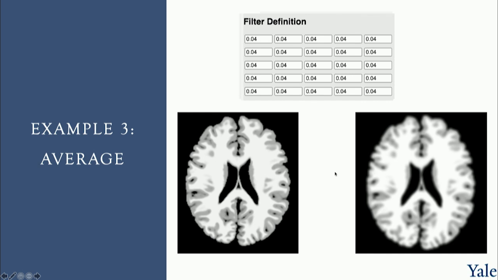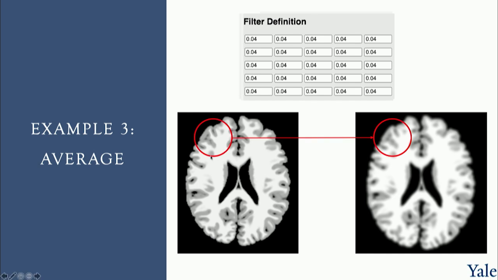And here's the result of applying the average filter, and we can see that this ends up blurring our image. And this kind of filter could be helpful, for example, to reduce acquisition noise. Again, if we concentrate on this region here, we can see a lot of the detail in the original image has been lost.